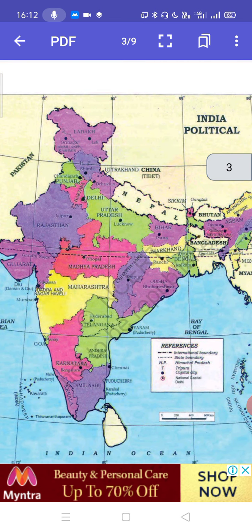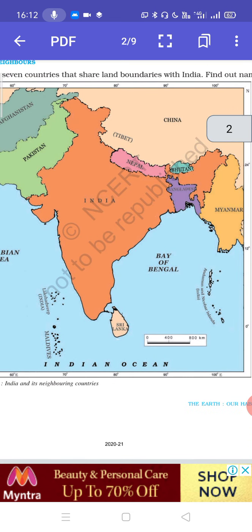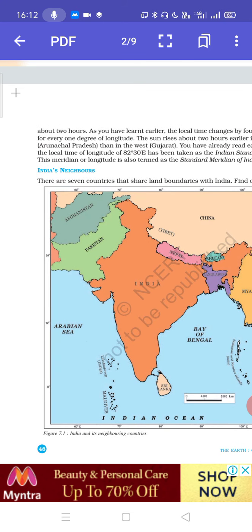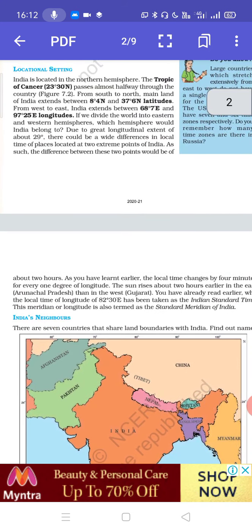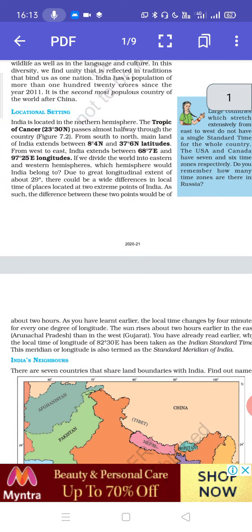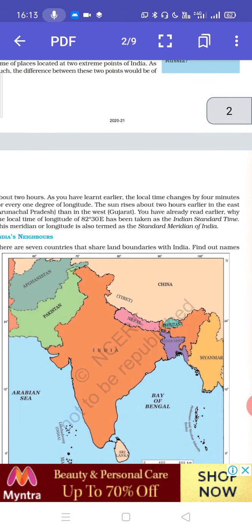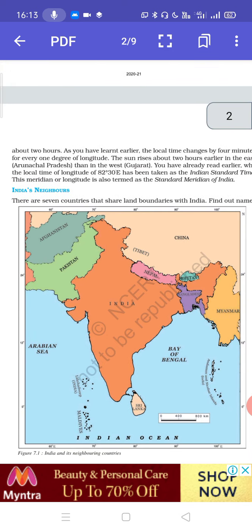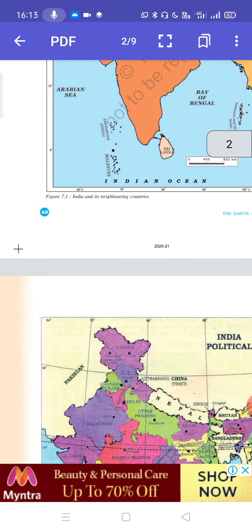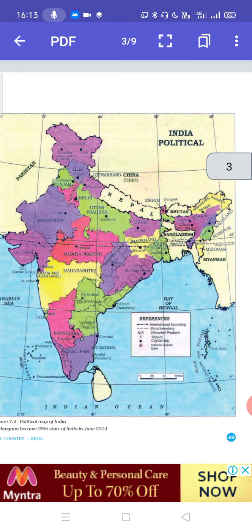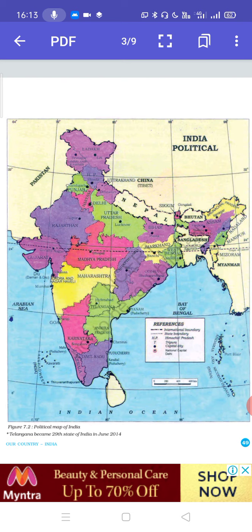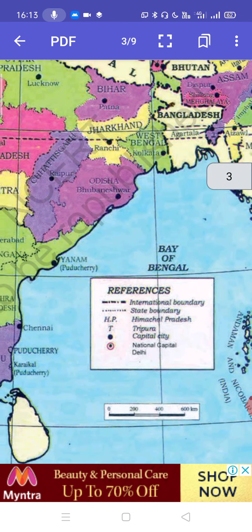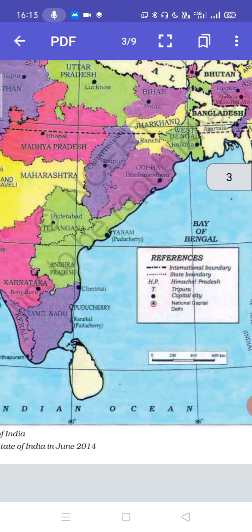Now you can see this is almost a physical map of India, and there are 7 countries that share land boundaries with India. Then we have to find out the names of the countries which share the boundaries with our country. This is a political map of India, and you can see the international boundary and state boundary. All this has been marked in the map.